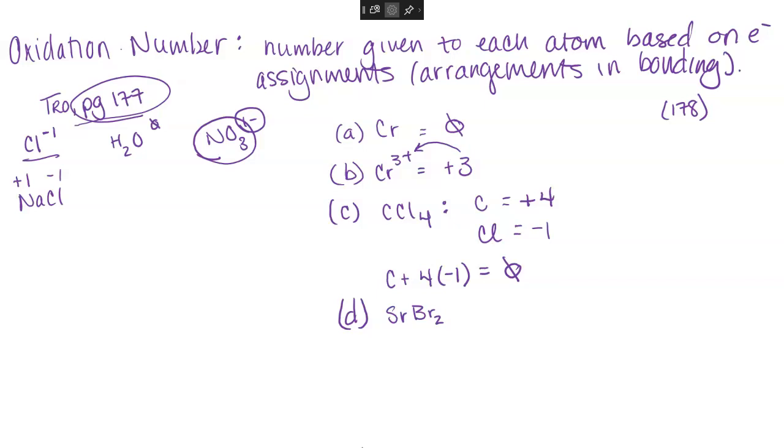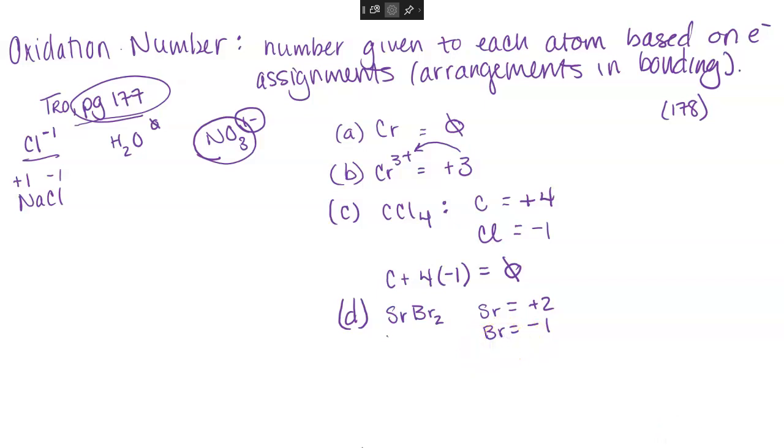Is it molecular or ionic? Ionic, so easy for this one. Its oxidation numbers come from its charges. So what's the charge on strontium? What's the charge on bromine? Yep. But if there's 2 bromines, would you do -2? Mm-mm. It's each individual atom, right?